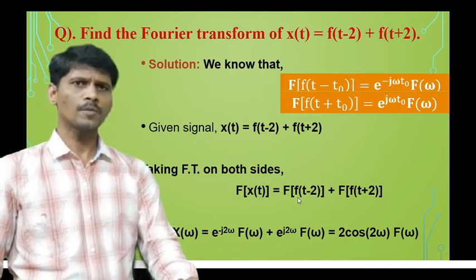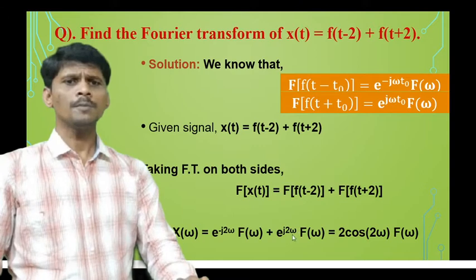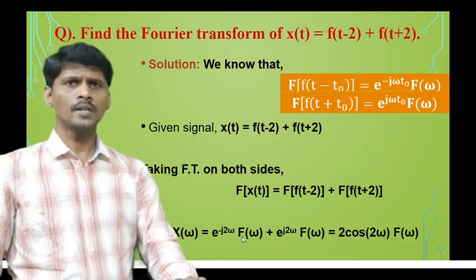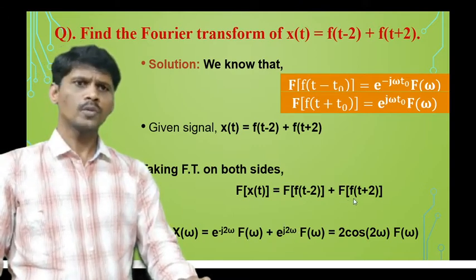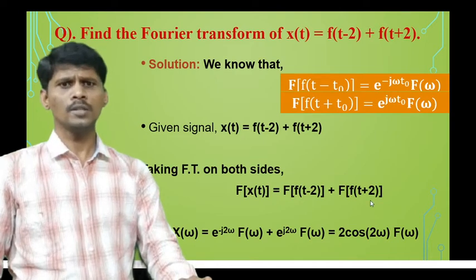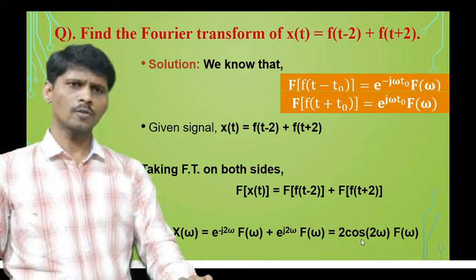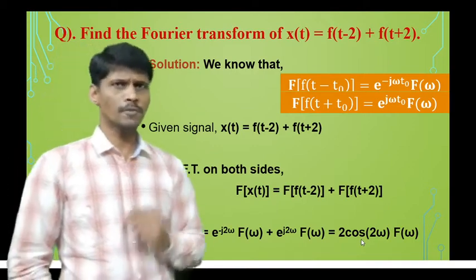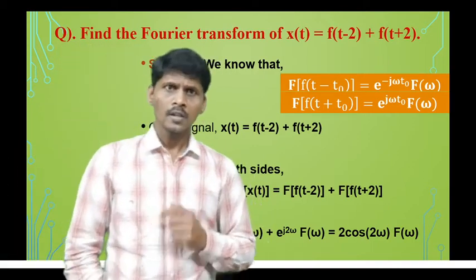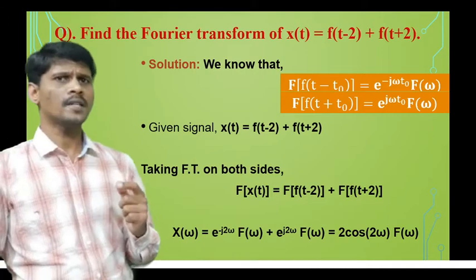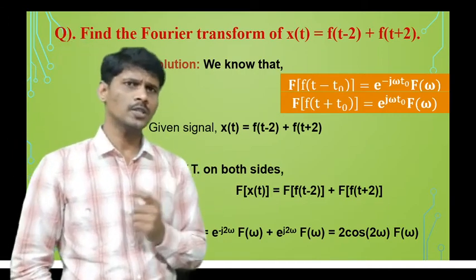Fourier transform of f of t minus 2 is e power minus j2 omega into F of omega. Fourier transform of f of t plus 2 is e power j2 omega into F of omega. So that is equal to, with F of omega common in both terms, F of omega into e power minus j2 omega plus e power j2 omega.